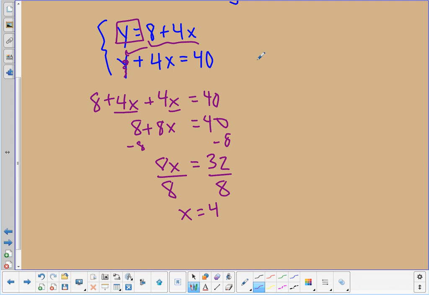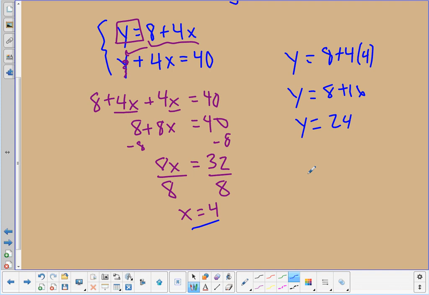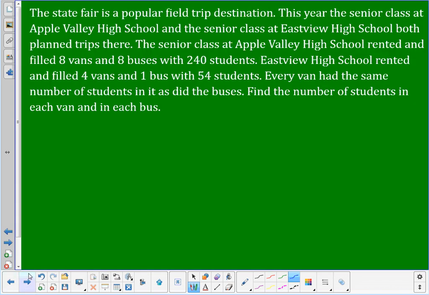So now, when I go back up and plug it back in, I know that I've got that equation on the top where it says y is equal to 8 plus 4x. So I'm going to call that 8 plus 4 times 4 because my x value is 4. So 8 plus 16, which is 24. So my two numbers are 4 and 24. All right. Let's take a look at the next one.